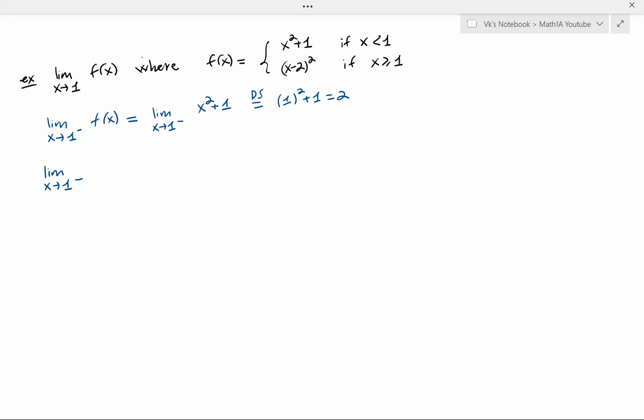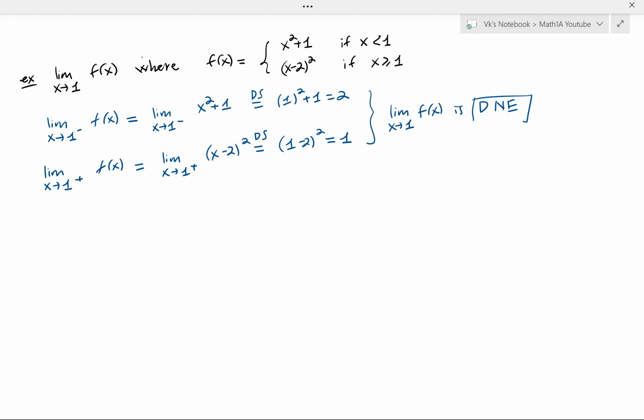The limit as x approaches 1 on the right side of f(x). We use the other piece, the limit as x approaches 1 on the right side of (x minus 2) squared. Do a direct substitution, and we have (1 minus 2) squared, which is 1. Well, the limits are not the same. So the limit as x approaches 1 of f(x) does not exist. We can use the limit of the piecewise function to sketch the piecewise function. Let's do it.